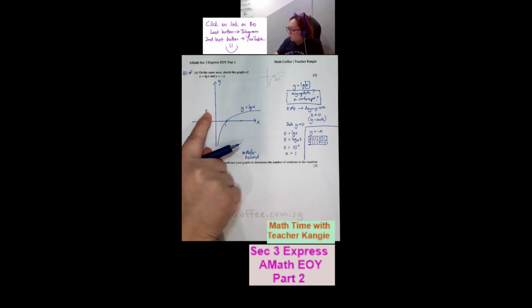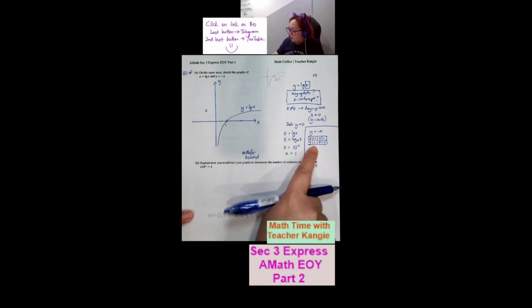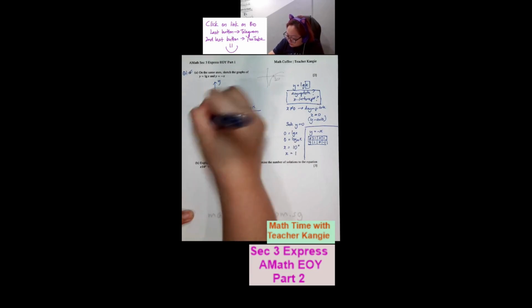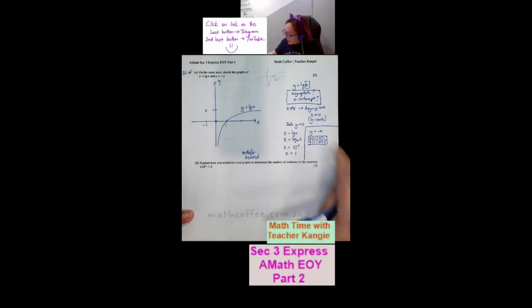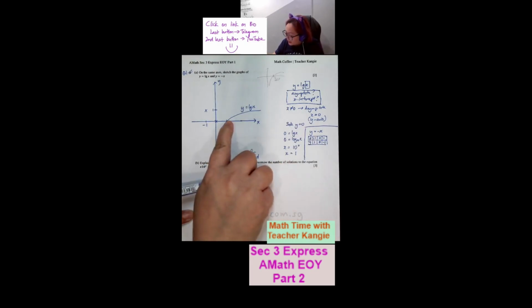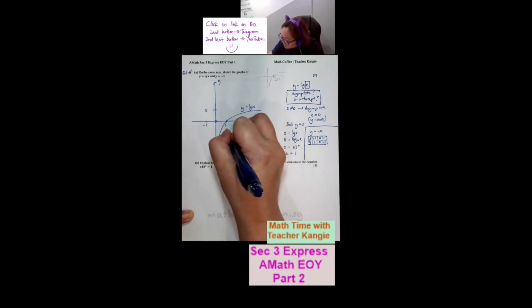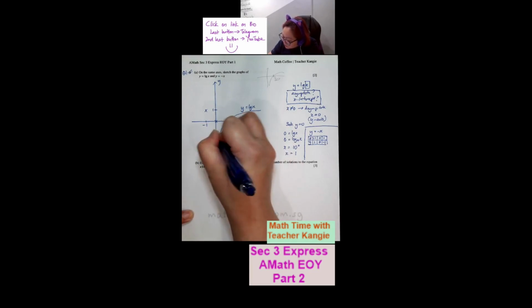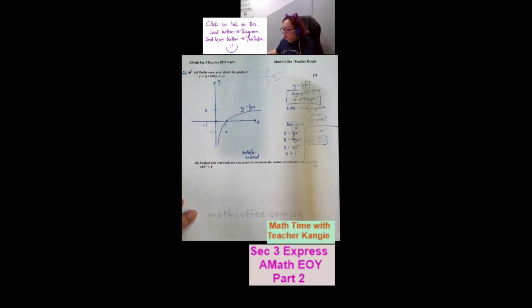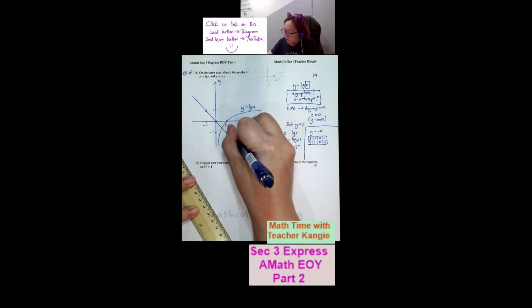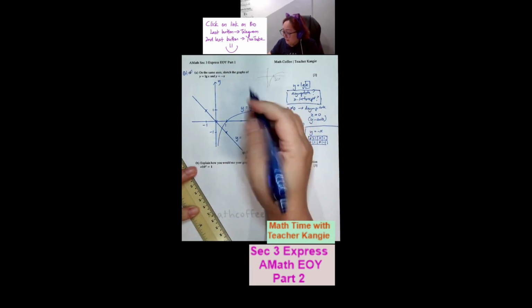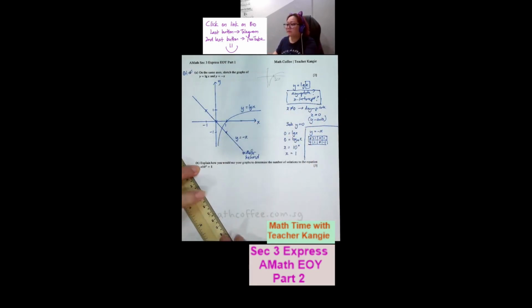Okay, so this is 1, negative 1 and 1. This is 0, 0, and we have 1 and negative 1, so it will be here. So with this, I can draw the line. Okay, so draw the straight line, and this will be y equals minus x.